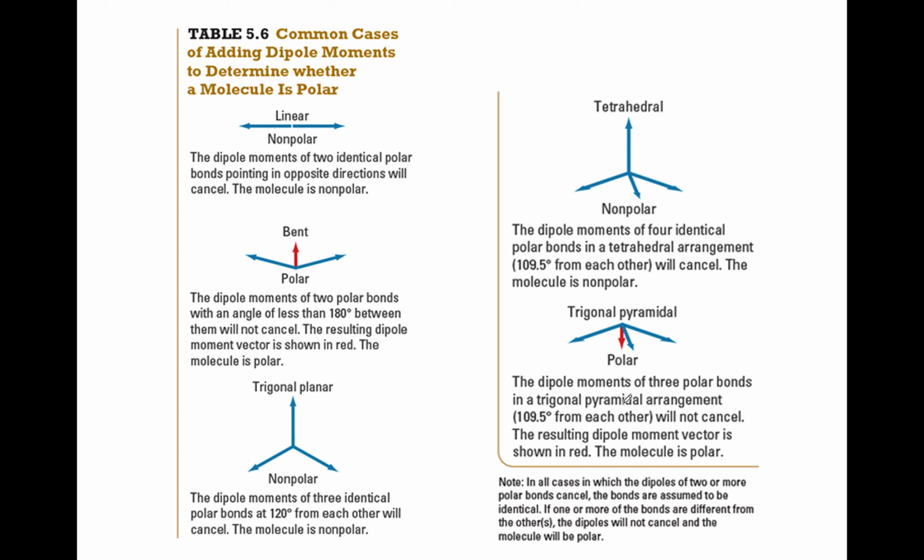All right, so this is physics. Taking vectors, adding, subtracting. If you take a look here, we've got a linear molecule, and this is assuming that the atoms are the same on the end. So let's say it's pulling this direction, it's pulling this direction. That cancels and makes it nonpolar. That's a linear arrangement with polar bonds that are the same in opposite directions.